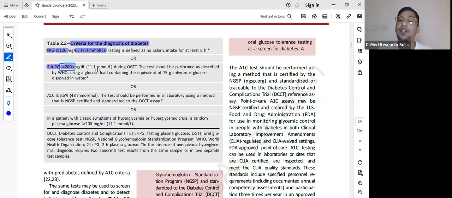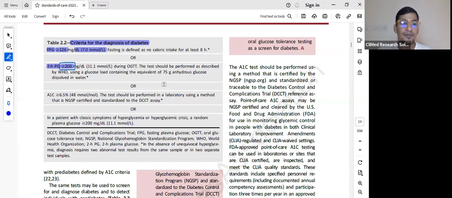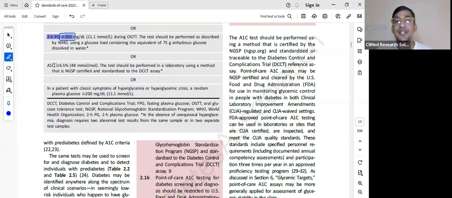There is only one thing with 2 hours PPG, the blood sample is taken 2 hours after the food, right? And then A1C, HbA1c, glycated hemoglobin, right? HbA1c must be less than 6.5, that is 6.5 percent or 48 mmol per mole. That's also a kind of percentage only.